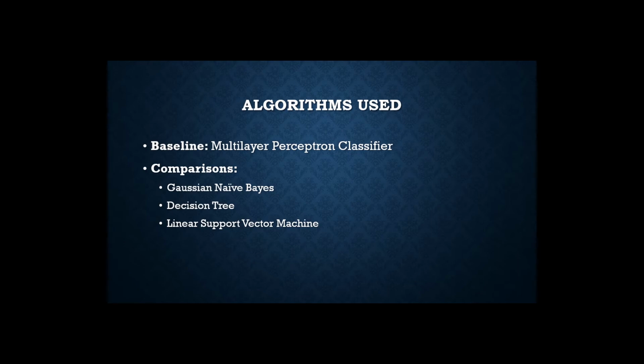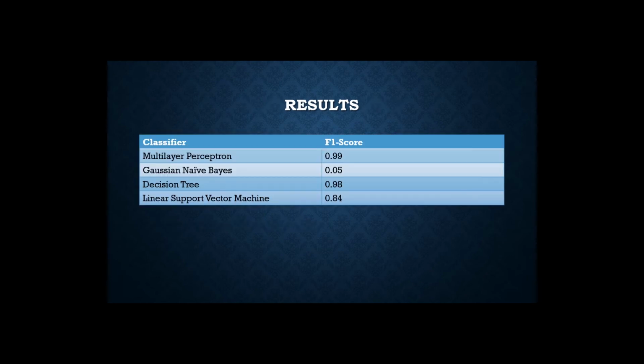In my literature review, I found that a majority of the scholarly papers implemented a neural network or similar variants to solve this problem, so I chose a multilayer perceptron as the baseline method to compare the three classifiers with. I evaluated my results using the F1 score, as it is best suited for binary classification problems. The results of my experiment are listed here.